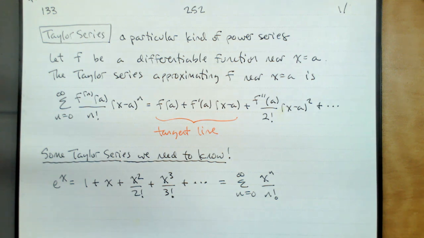This series, we don't have to mention that we're centered at 0 because the terms say we're centered at 0. It says x minus a to the n, and we're writing x minus 0 to the n. So that tells us where the middle is.